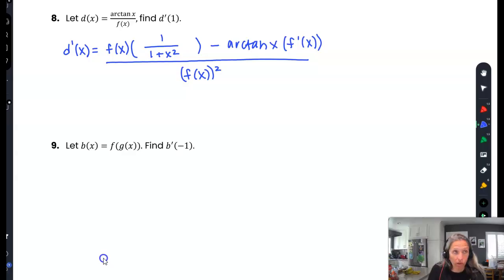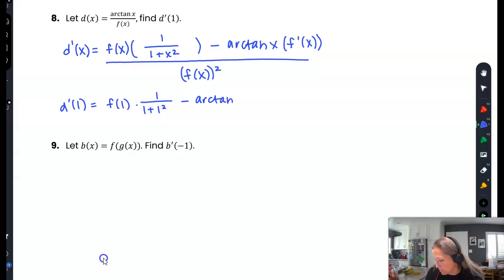So we wanted to find all of this at the value 1. And this one's similar to the one above in that we have a mix of algebraic and function notation. But when it comes to plugging in 1, we should be fine. We need f of 1, 1 over 1 plus 1 squared, minus arctan of 1, f prime of 1, all over f of 1 squared.